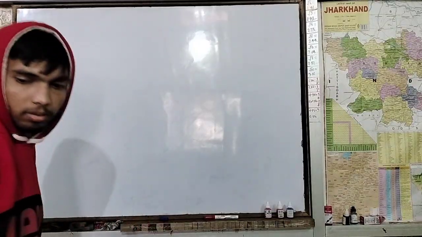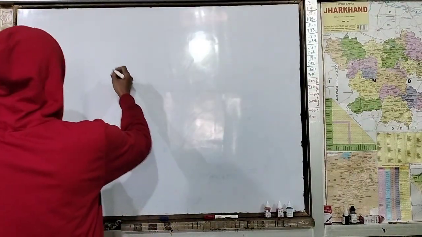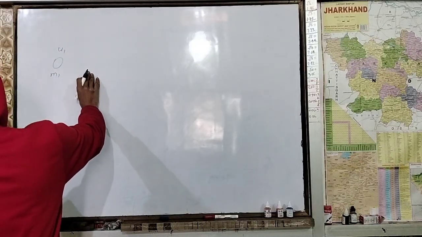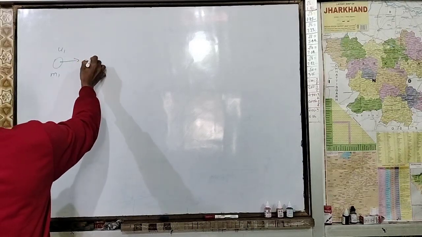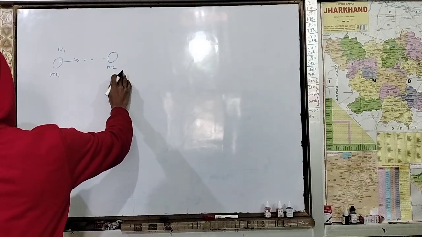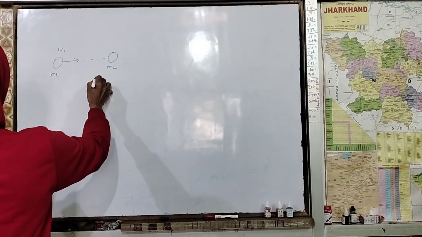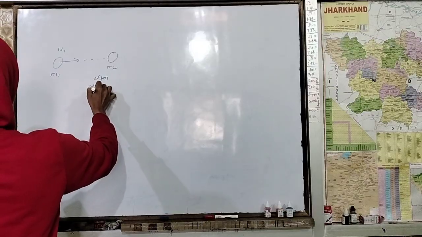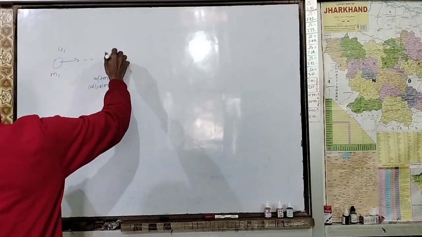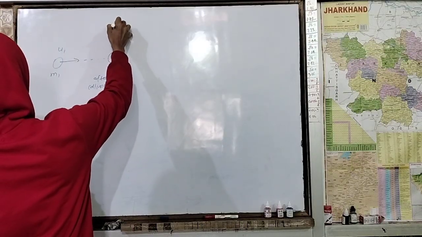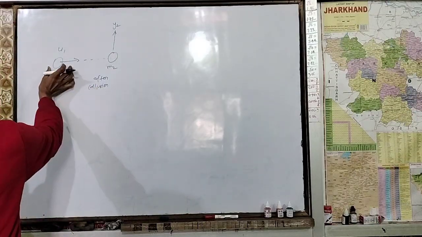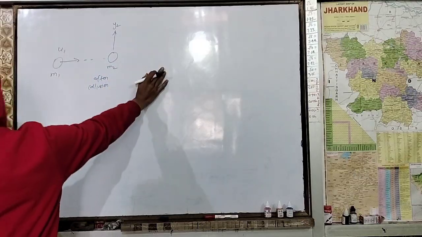Now look over here, I am going to draw a figure. This is object M1 going with velocity u1 in this direction. M2 is over here. It was going horizontally, and this M2 was going vertically.